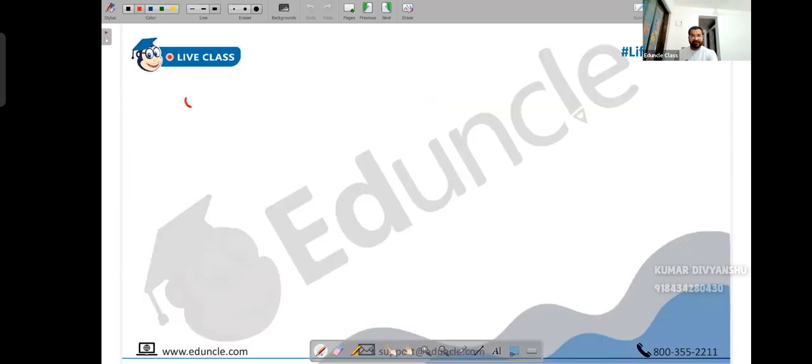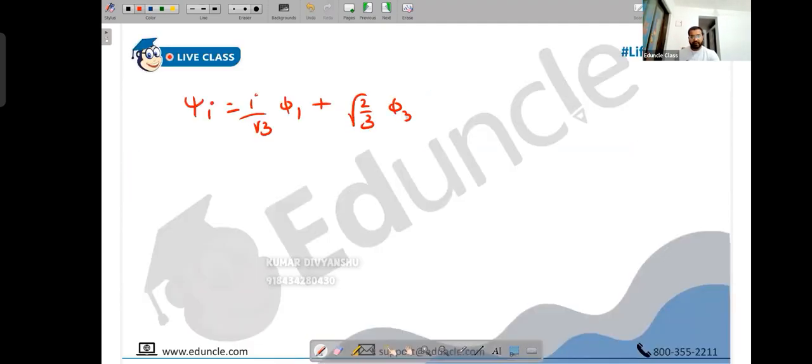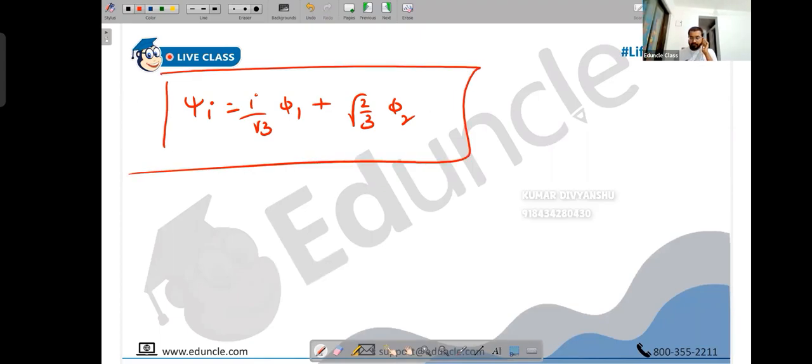So our wave function is basically given. So psi I is nothing but I upon root 3 phi 1, and then root of 2 by 3 phi 2, and then 0. It's independent of phi 3. The wave function is independent of phi 3. I hope this much is understood. We found out C1, C2. Done, shall we? Next.